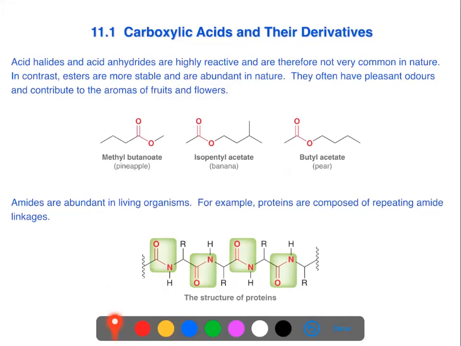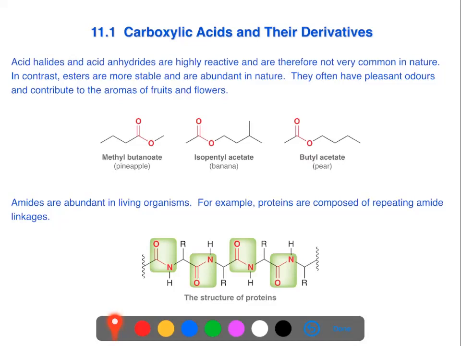Now, acid halides and acid anhydrides, these are quite reactive. These are highly reactive species, and they're not very common in nature. Whereas esters and amides are more stable, and they're more abundant in nature. Esters, for example, are often responsible for some fairly pleasant odors. So a lot of the odors associated with fruits are generally from ester compounds. As shown here, we have methyl butanoate for pineapple, isopentyl acetate for banana, and butyl acetate for pear. You definitely don't have to memorize these, but just to give you a sense that this ester functional group is found quite often in nature.